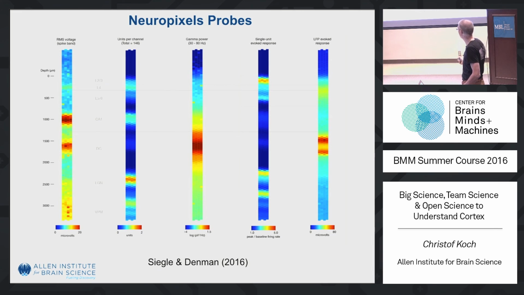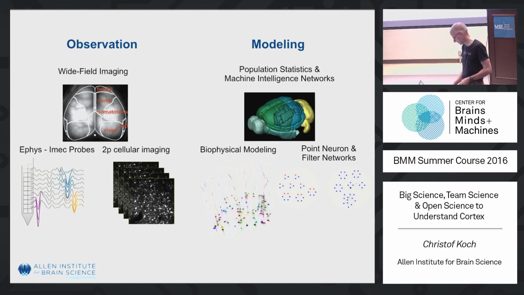Right here, you don't know the identity of the neurons except they are in CA1 or in layer 2, 3, or layer 4 of cortex. Isn't that cool? All right, so I'm basically done.